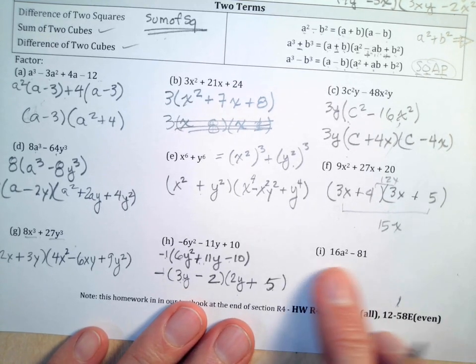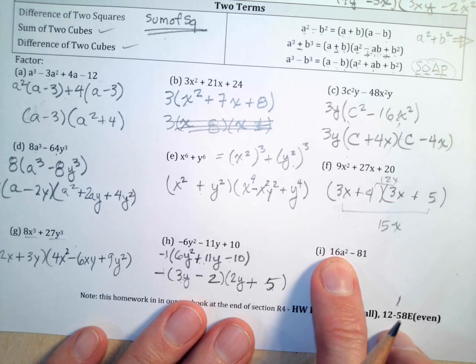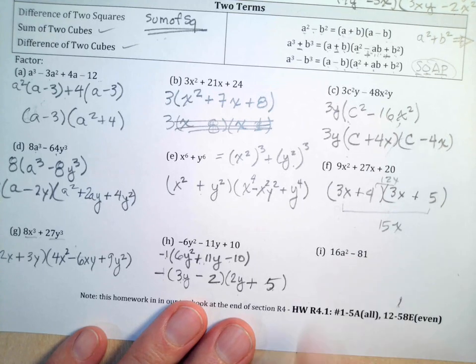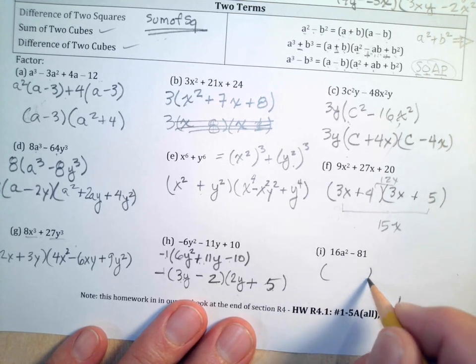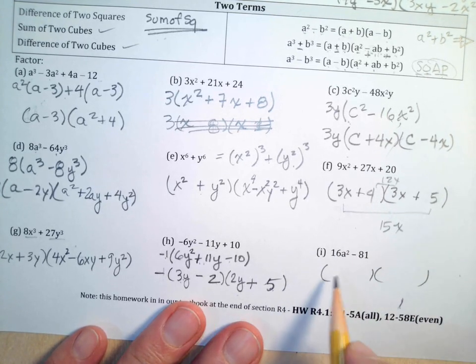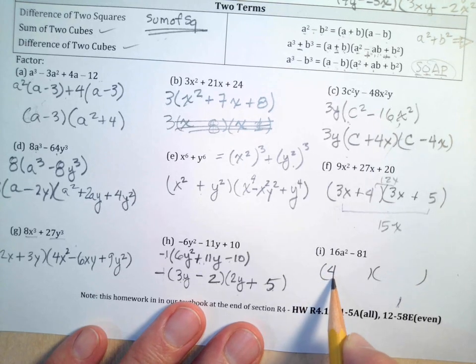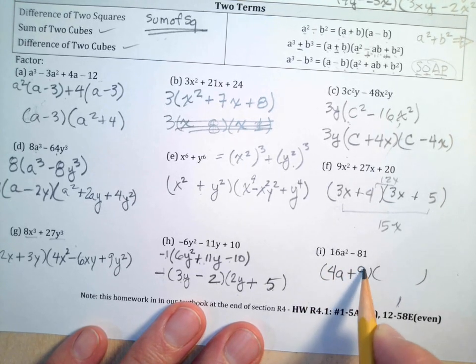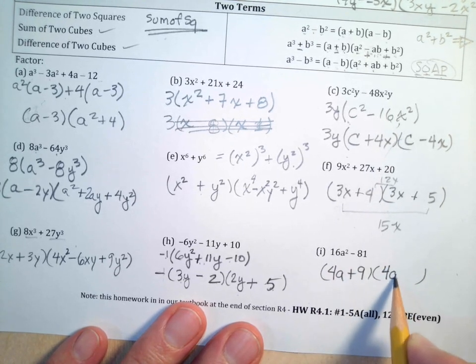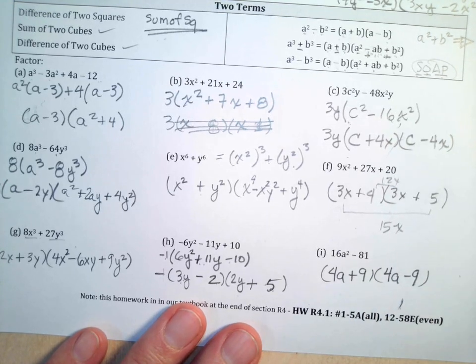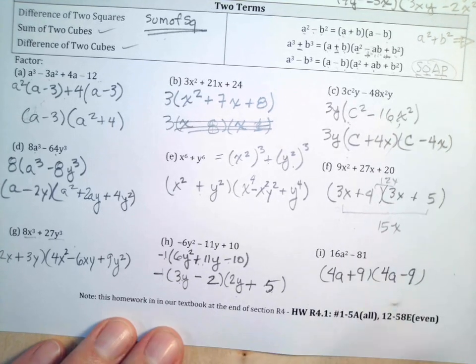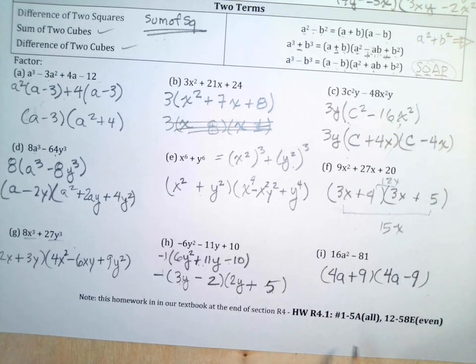All right, so these are both perfect squares, right? 16 is a perfect square, 81 is a perfect square, a squared is a perfect square. So this is simply a difference of two squares. So this will be 4a plus 9 and 4a minus 9. Okay. All right, so that's the first part of the notes.